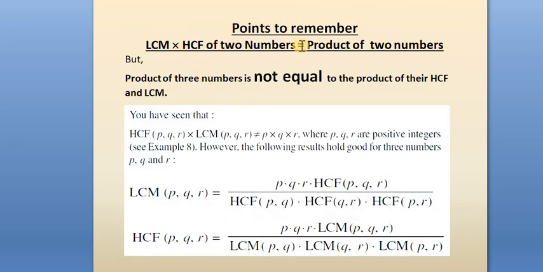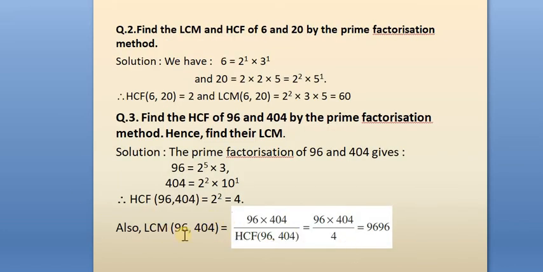Understand the property? LCM into HCF equal to the product of the two numbers. So what have we done? LCM we don't know. HCF we know, 4. 4 into LCM is equal to 96 into 404. Therefore LCM is 96 into 404 by 4, you will get 9696.